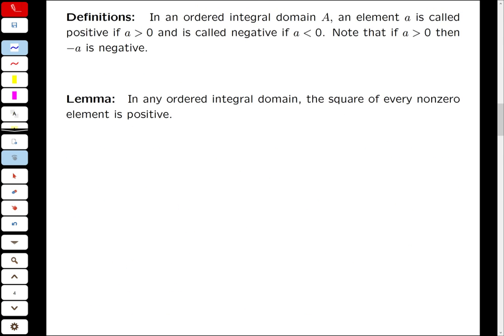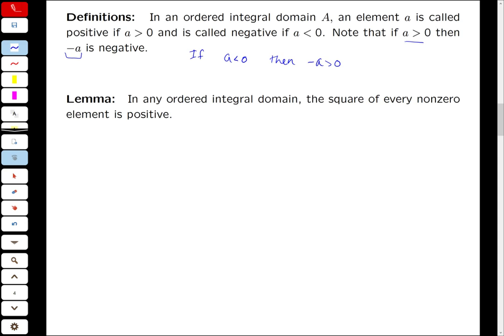In an ordered integral domain A, an element A is called positive if A is greater than 0. It's called negative if A is less than 0. And if A is greater than 0, then negative A is negative. So if you have A is positive, then when we put the minus sign in front of it, it's negative. However, if A is less than 0, then negative A is greater than 0. Okay? So make sure that you know what your initial value is for A before you put the minus sign in front of it to change the inequality.